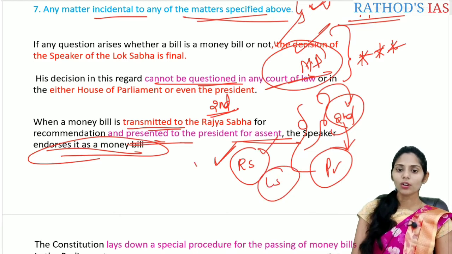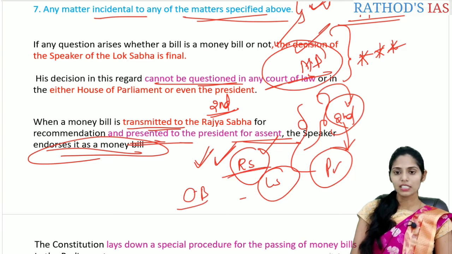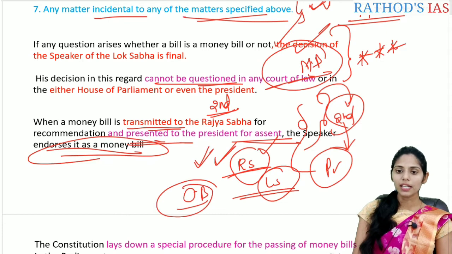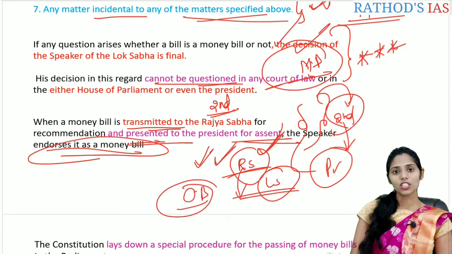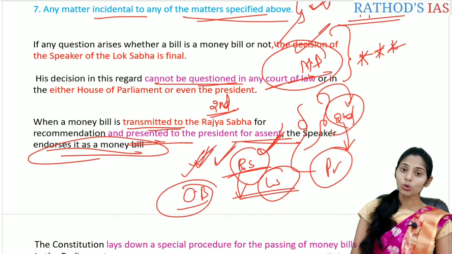So whenever we are not presenting this bill as a money bill in the Rajya Sabha, if at all we say it is an ordinary bill, the powers of the Rajya Sabha are equal with the Lok Sabha. So even in the case of the ordinary bill, the bill can be rejected by the Rajya Sabha and there may be a situation of deadlock. But in the case of a money bill, there is no situation of deadlock and no rejection by the Rajya Sabha.